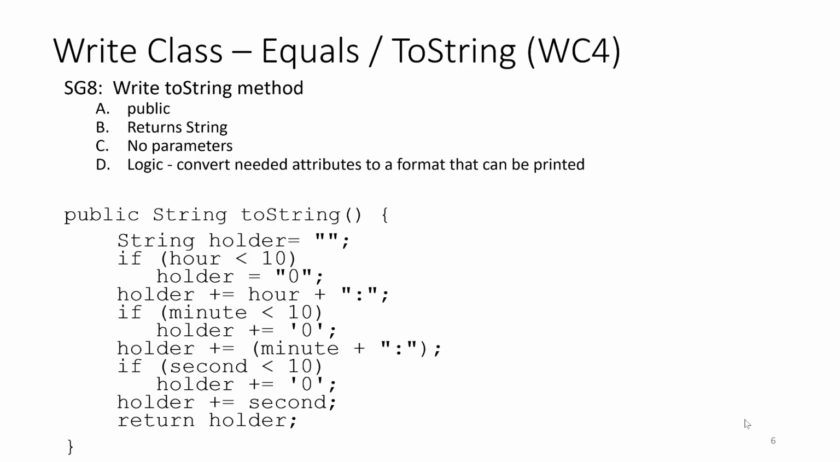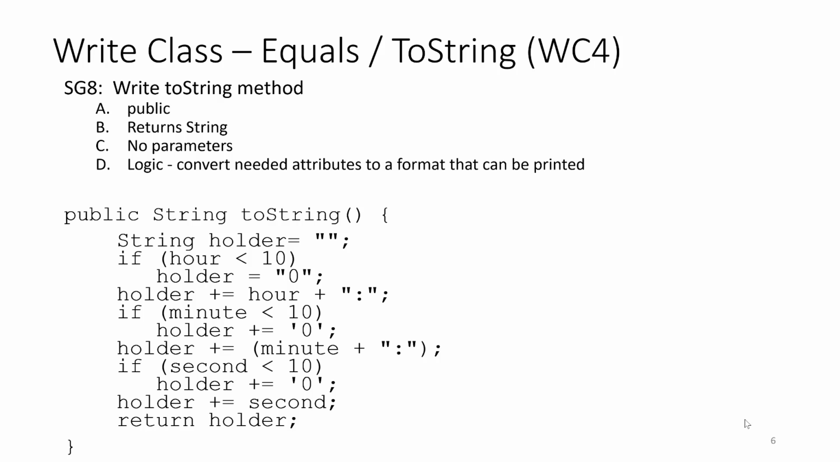Here we have the logic for our ToString method for TimeType. For the logic, we want to convert the instance attributes hour, minute, and second into a string format that is hour followed by colon, followed by minute, followed by colon, followed by second. We declare a local variable holder of data type string and initialize it to be an empty string.